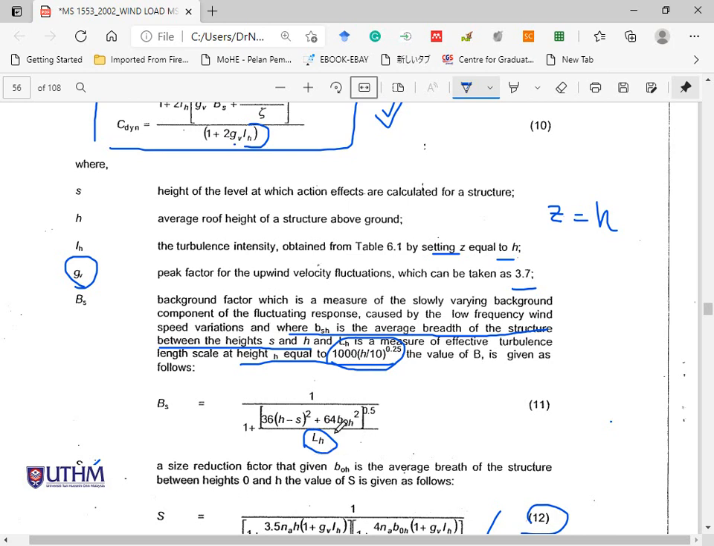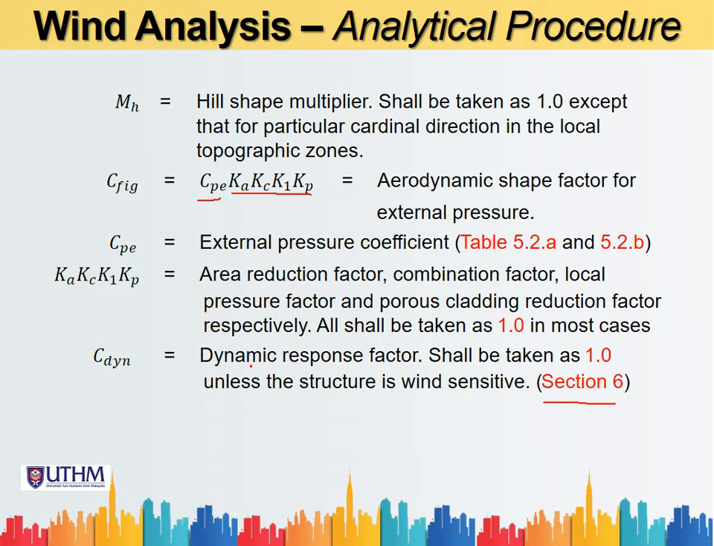Alright, and here is the BSH. BSH is the average breadth of the structure between the height S and H. Nanti kita lihat ya, contoh. Okay, BSH. So that is for the dynamic response factor. Okay, refer to section 6.